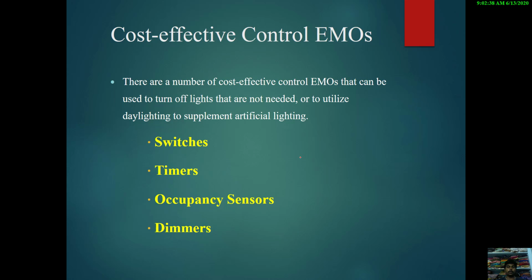And then the cost effective control measures. There are a number of cost effective control measures that can be used to turn off lights that are not needed, or to utilize daylighting to supplement artificial light sources. Here the options are switches, timers, occupancy sensors or motion sensors, that we have already seen in the previous videos, and the last one is dimmers. Let us see one by one.